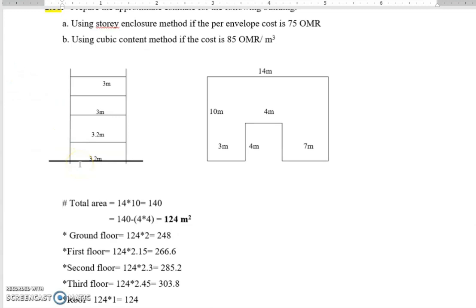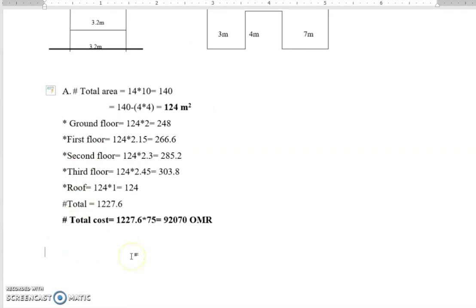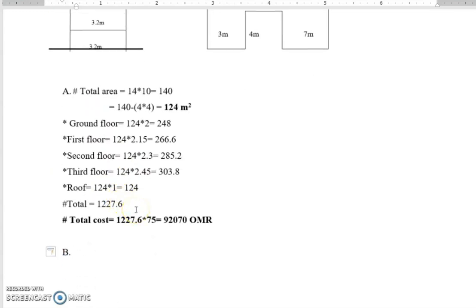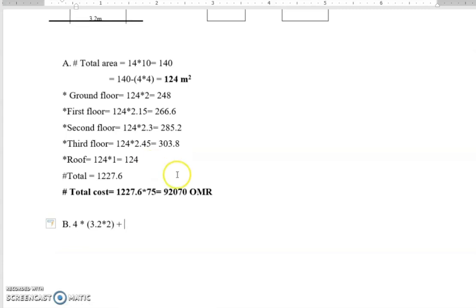75. So this is with regards to part A of the question. So for part B, let's check. We have 1, 2, 3, 4 stories into 3.2 into 2, plus we have here 3 into 2 also.